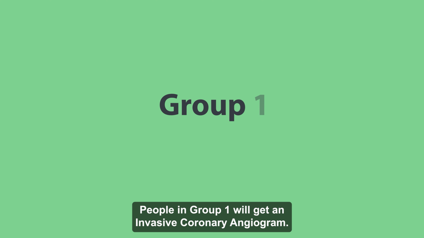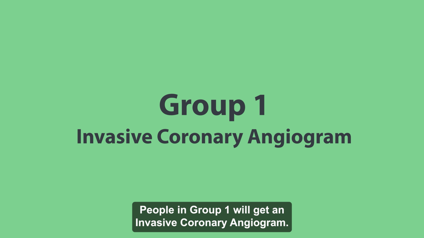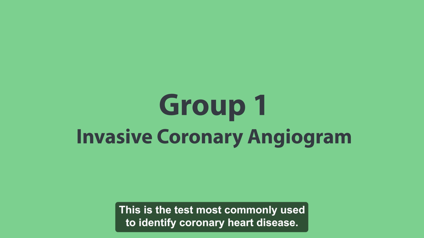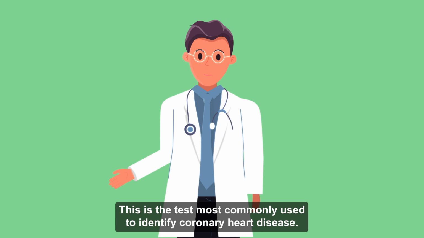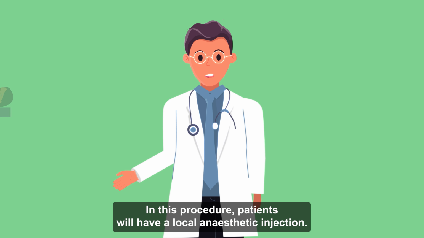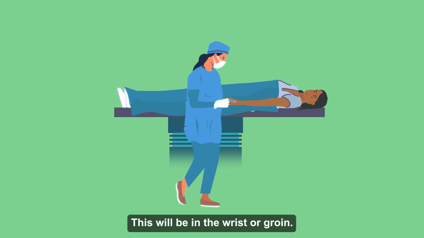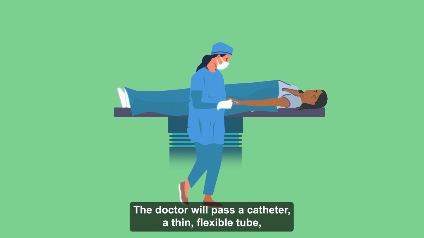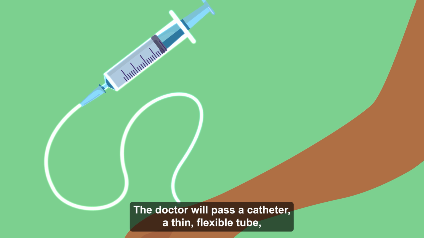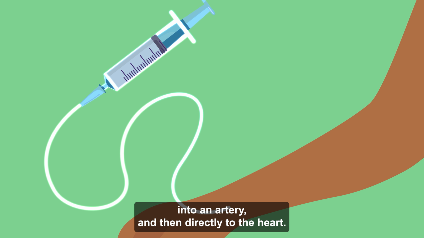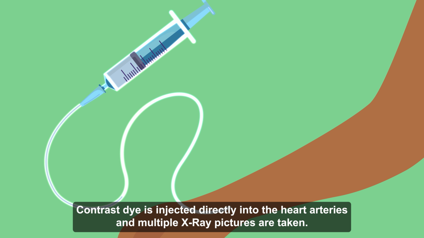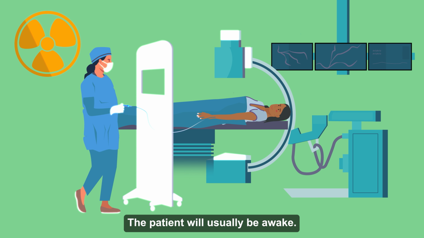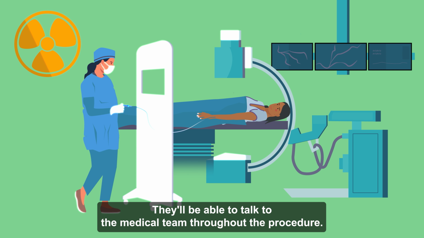People in Group 1 will get an invasive coronary angiogram. This is the test most commonly used to identify coronary heart disease. In this procedure, patients will have a local anaesthetic injection. This will be in the wrist or groin. The doctor will pass a catheter, a thin, flexible tube, into an artery, and then directly to the heart. Contrast dye is injected directly into the heart arteries, and multiple X-ray pictures are taken. The patient will usually be awake. They'll be able to talk to the medical team throughout the procedure.